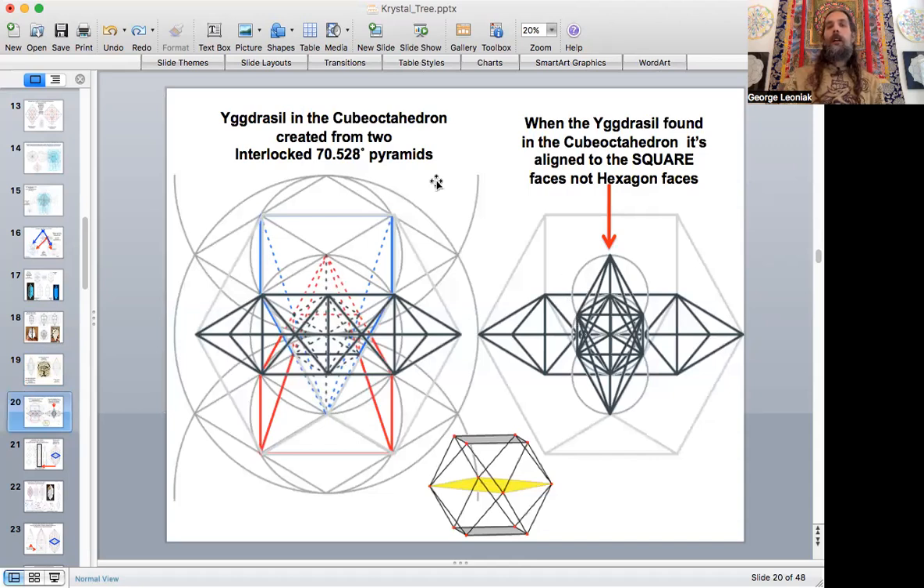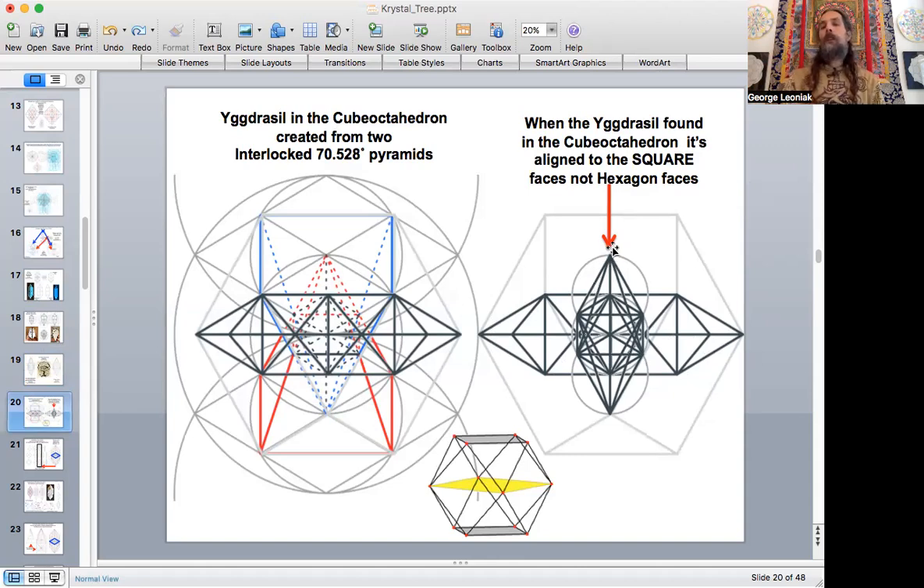Okay, so here is the Yggdrasil in the cuboctahedron, and I've overlaid a few drawings on top. Here's that cuboctahedron. Here is your 12-tree Kathara grid in the hexagon view. Remember, all you have to do is rotate it to show it from the other view, and all that geometry will switch. But here is the Yggdrasil.